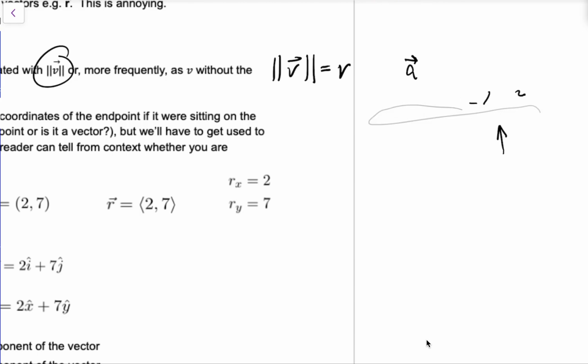Let me erase all that. Goes away. Go away. Go away.